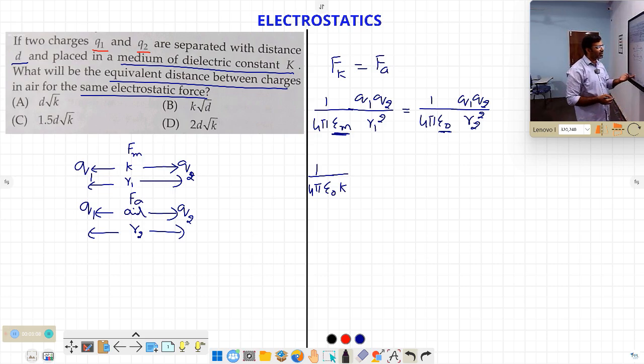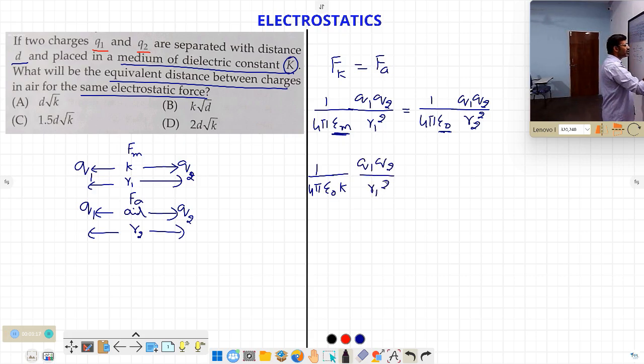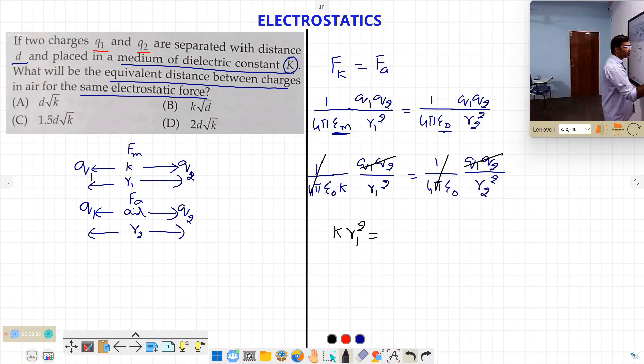The relative permittivity is also called the dielectric constant, because they gave the dielectric constant in the question. So 1 by 4 pi epsilon naught K into Q1 Q2 by R1 square is equal to 1 by 4 pi epsilon naught into Q1 Q2 by R2 square. Cancelling 1 by 4 pi epsilon naught and Q1 Q2 on both sides, the remaining is K R1 square equal to R2 square.